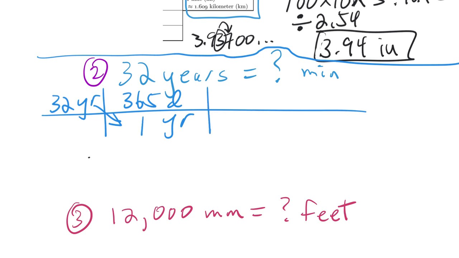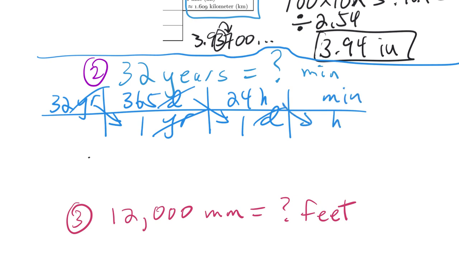The years cancel out. Bring down days. I don't know how many minutes are in a day, but I know that there's 24 hours in a day. Days cancel out, the units, not the number. Bring down hours. And now we can do 1 hour is 60 minutes. So I just multiply all those numbers because there's only ones on the bottom.